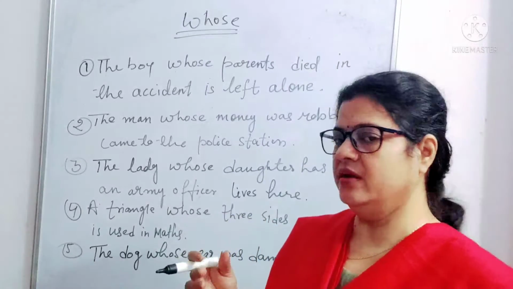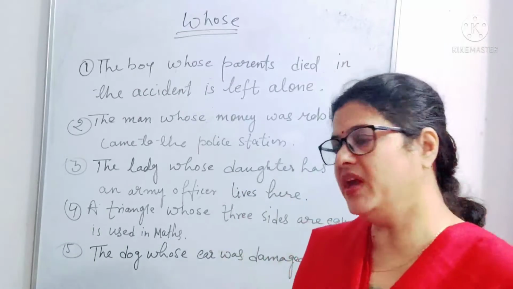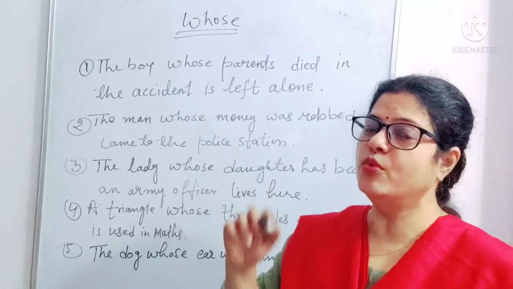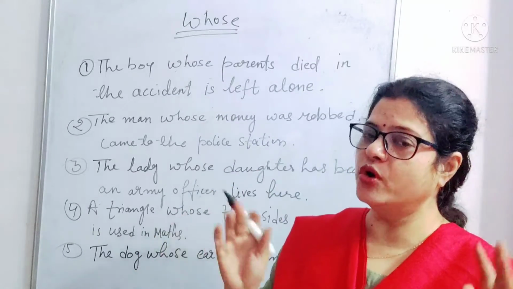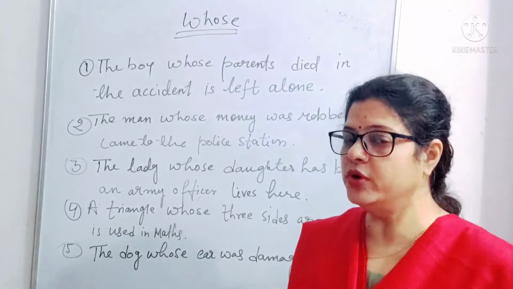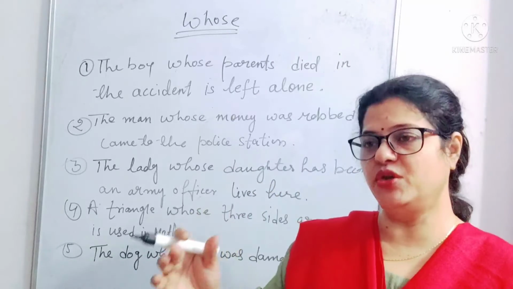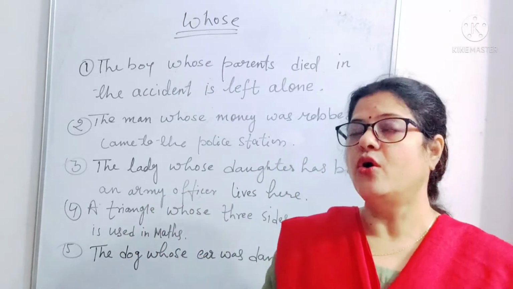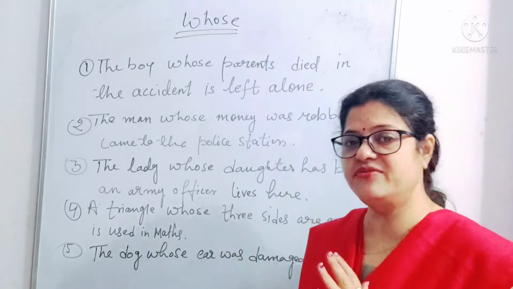For living beings, for human beings, we use apostrophe s after the noun, like Rohan's car, Mohan's pencil, Ravi's book. But for non-living things, we don't put apostrophe s after the noun. Rather, to show possession, we say the leg of the car, or the leg of the chair, or the windows of the room. So like this we can use.